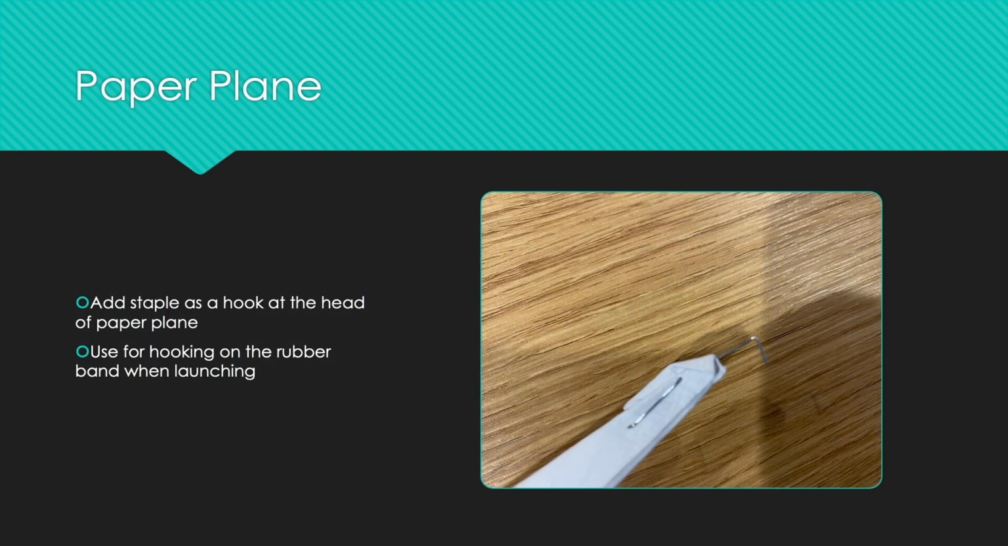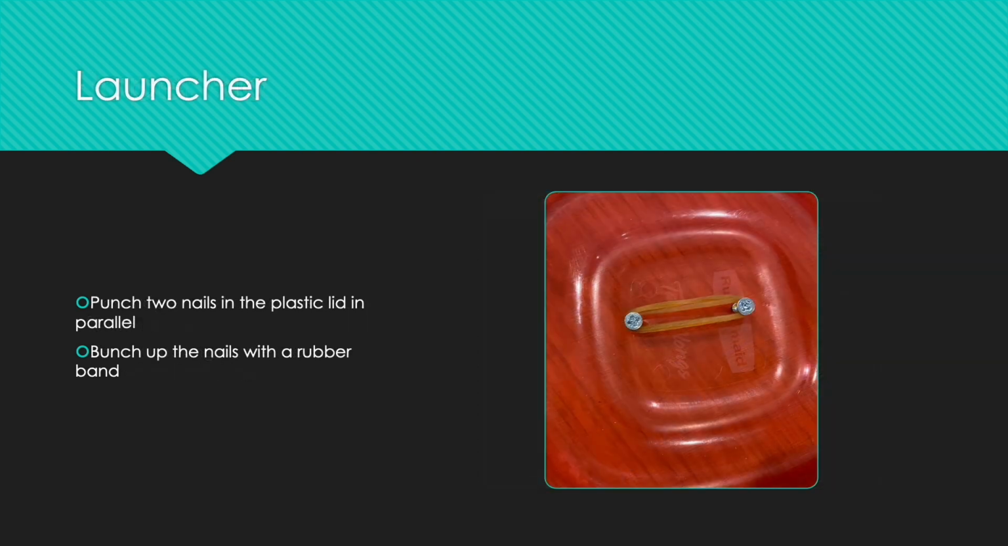One more important thing, we have to add a staple as a hook at the head of the paper plane, and then we will use it for hooking on the rubber band while launching. For the paper plane launcher, we need to punch two nails in the plastic lid in parallel, and then we bunch up the nails with a rubber band.